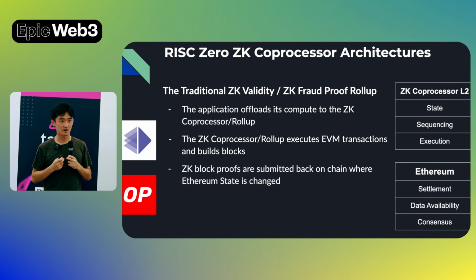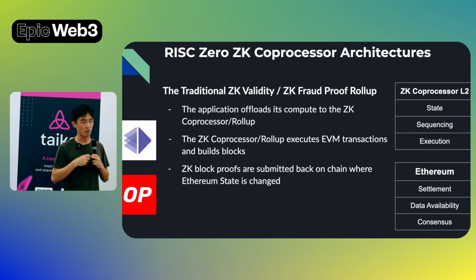And in practice, we're working with quite a few partners. More along the traditional ZK roll-up lines, we've been closely working with AltLayer and Optimism. In these designs, the state remains on the rollup itself. The rollup executes EVM transactions and builds blocks with a centralized sequencer, and they're submitted back to Ethereum. This is how people have built ZK rollups in the past, and people are still using our architecture to build it today.